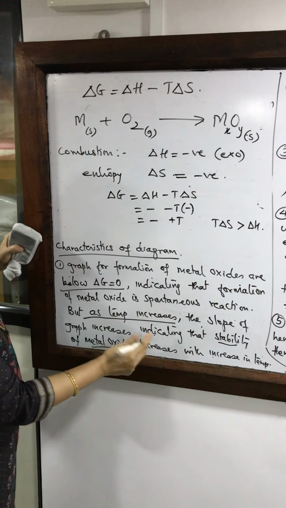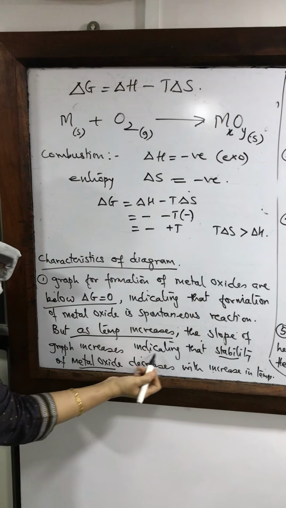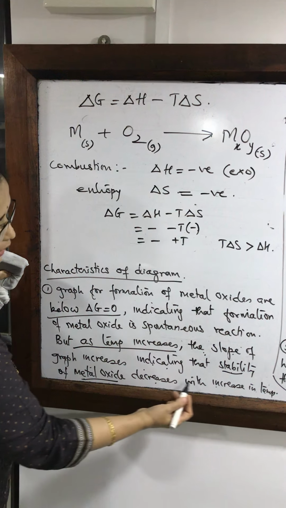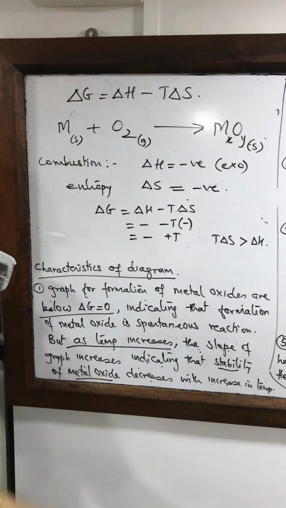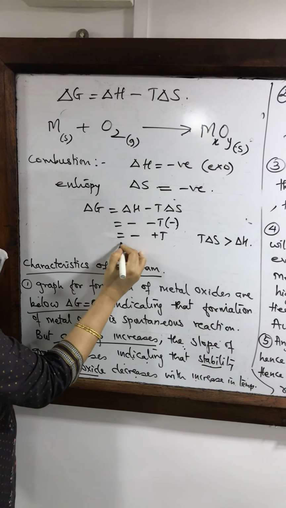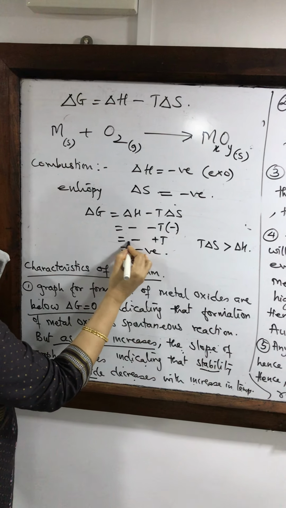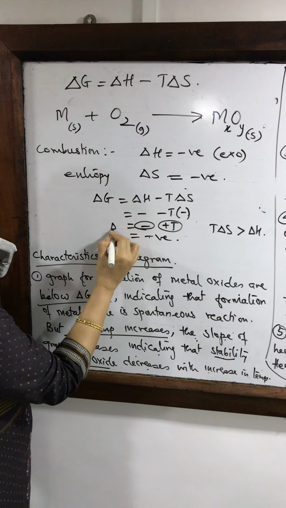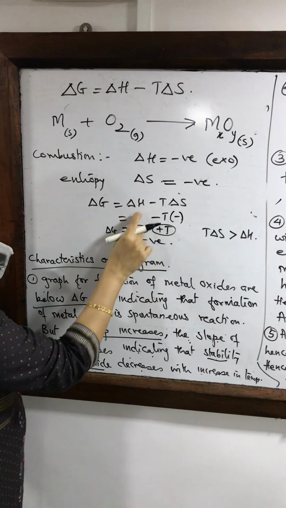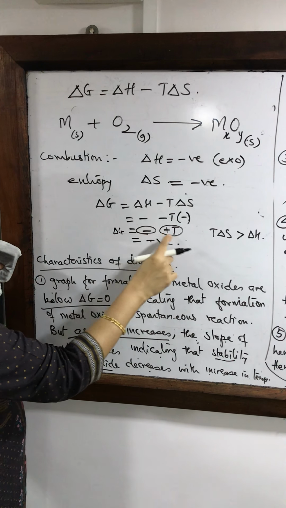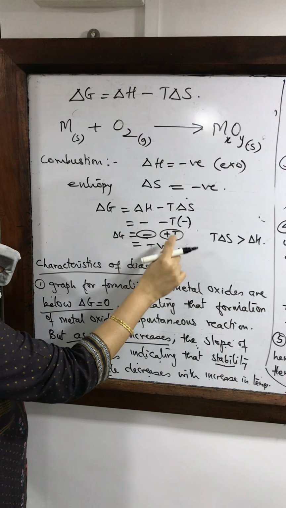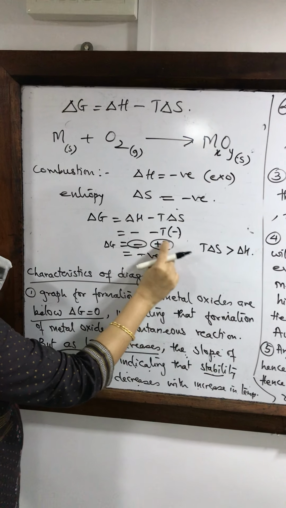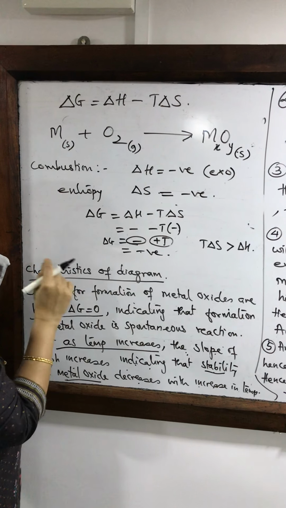and that is what I have been saying. I am saying that with increase in temperature, the slope of the graph is increasing, indicating that the stability of the metal oxide decreases with temperature, because this value which should have been negative is having a negative term and a positive term. So the value of delta G will be negative only if delta H is very large and this is comparatively small. But as entropy decreases with increase in temperature, the positive value will become more and eat into this negative value.